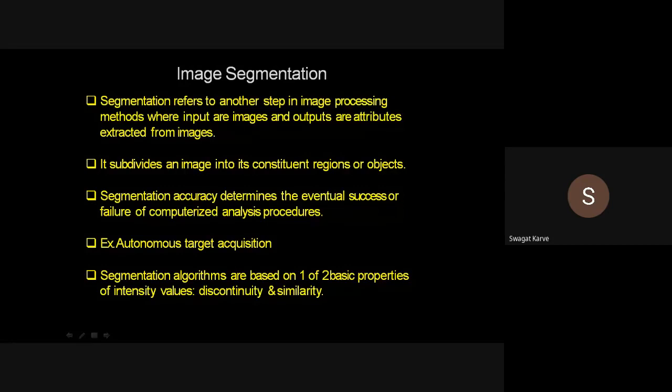So similarly, in case of image segmentation, what are we doing? We are using the two properties of intensity values, that is discontinuity and similarity, and by using these two properties we are performing different image segmentation operations, right? We are designing different algorithms for this image segmentation and performing the segmentation operation on the image. Clear with this?